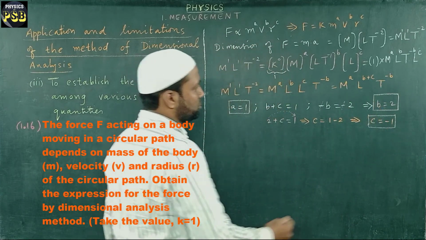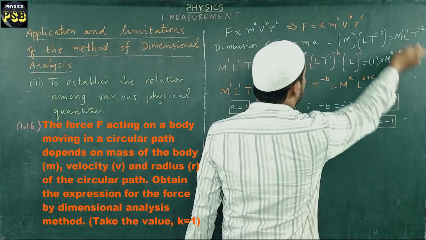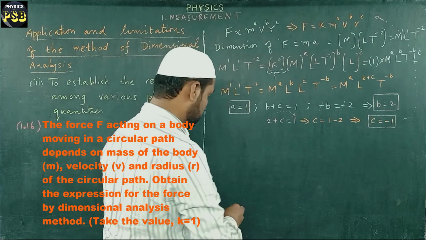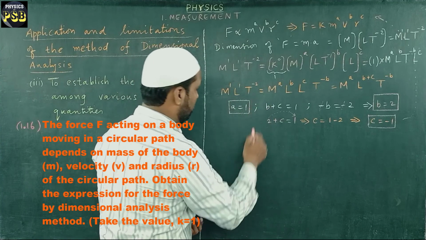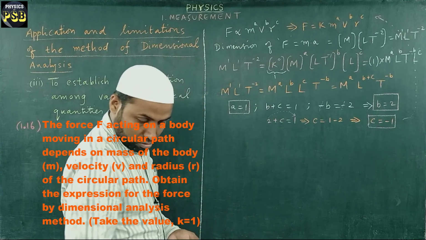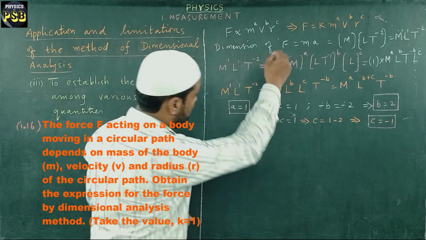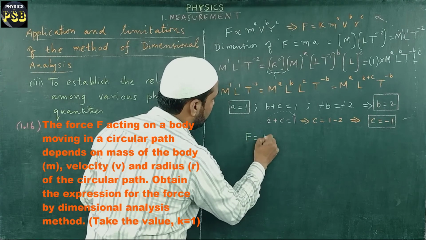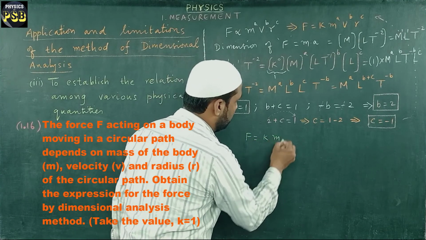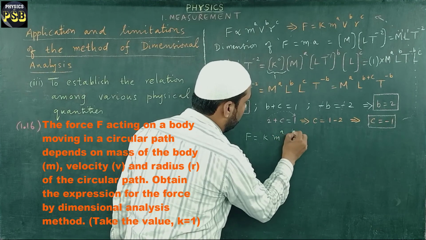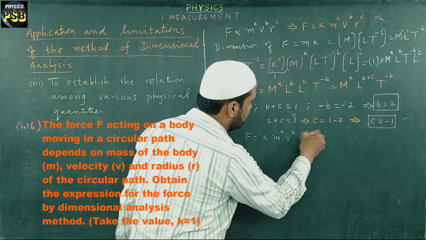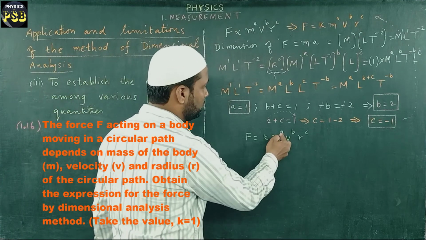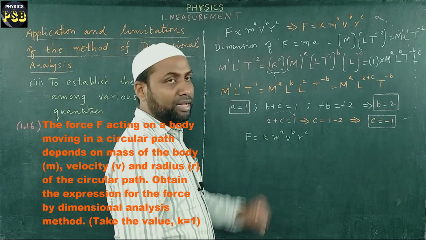Now I am going to substitute these things in this equation. So I write that one here. F equals K m power a, v power b, R power c. Correct? Now I am going to substitute the value of a, b and c.